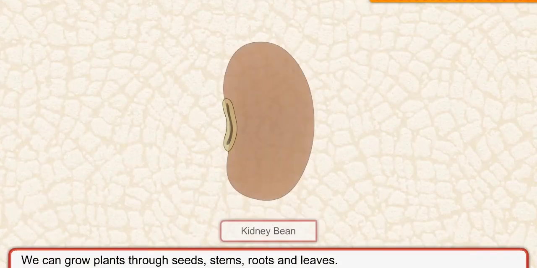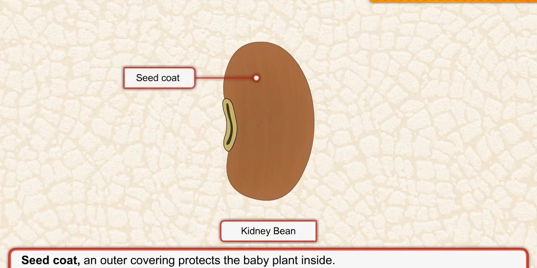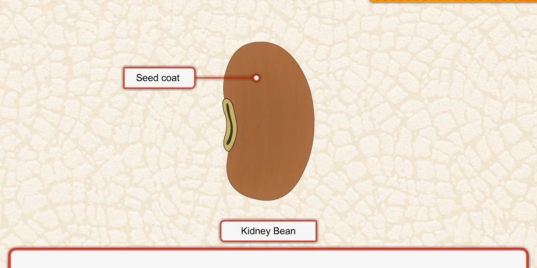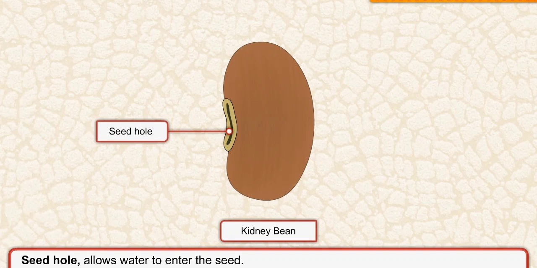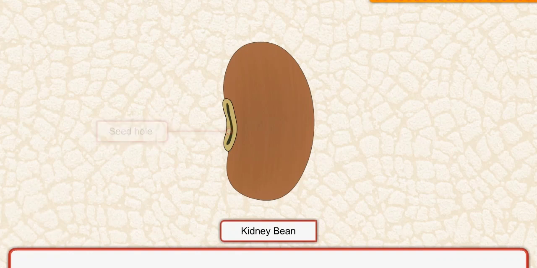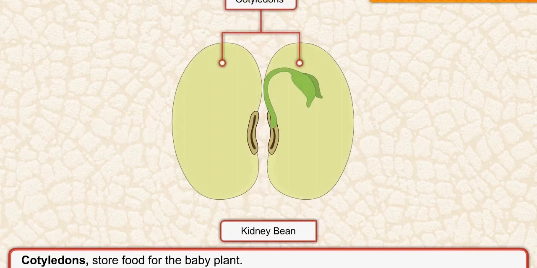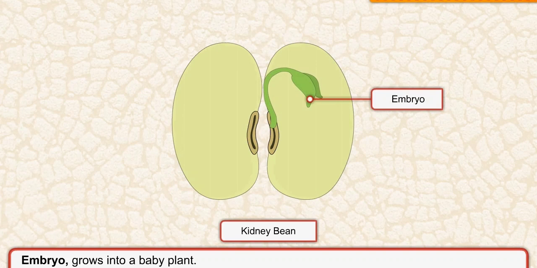Let us study the structure of a kidney bean seed. Seed coat. An outer covering protects the baby plant inside. Seed hole. Allows water to enter the seed. Cotyledons. Store food for the baby plant. Embryo. Grows into a baby plant.